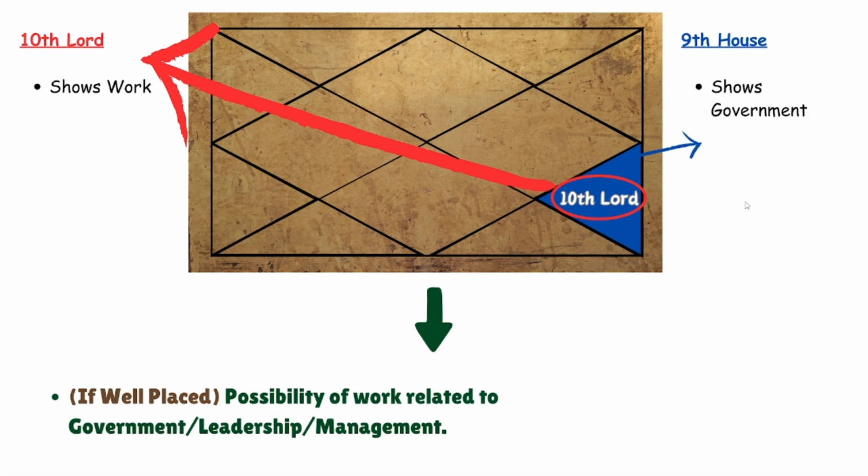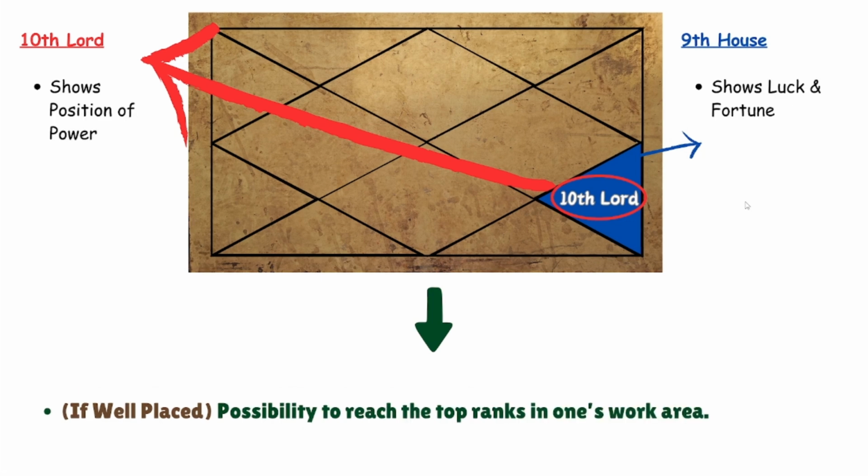10th Lord shows work, and ninth house is a house of government. So, if this is well placed, there is a possibility of work related to government, leadership, management is high. 10th Lord shows the position of power, that one person who is sitting on that throne. And ninth house is a house of luck and fortune. So if it is well placed, and if you are willing to put in those efforts, then there is a high possibility of you reaching the top ranks in your work area.